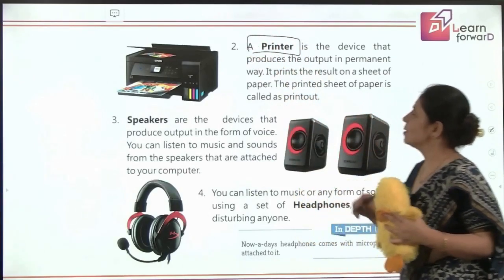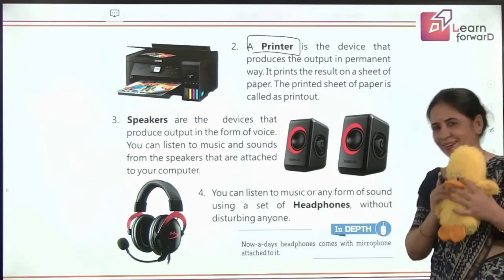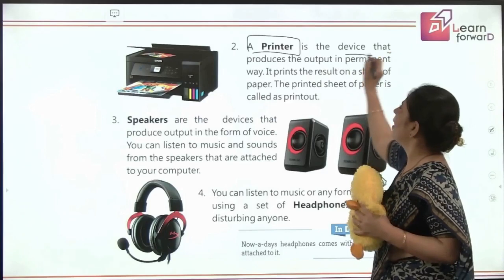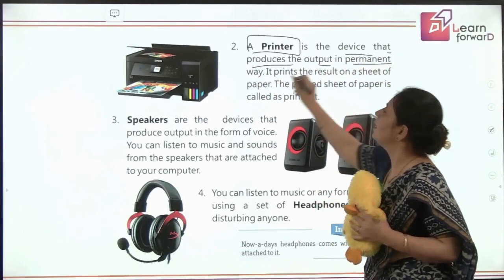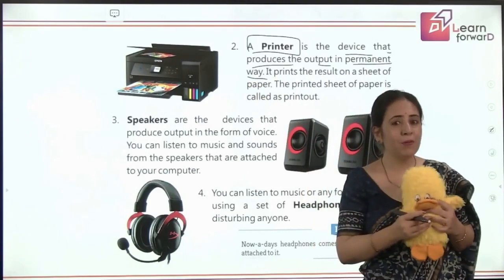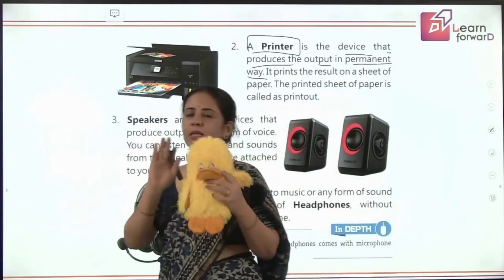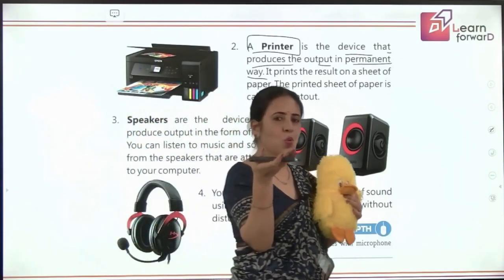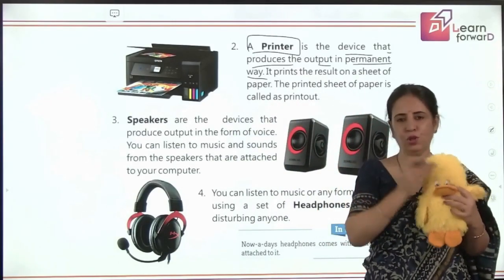So moving further, we come to another very common output device. What is this? Could you read it? Correct. He's saying printer. Right. So printer is a device that produces the output in a permanent way. What do you mean by permanent way? When you say permanent way, that means it is not going to clear off. So the output goes on the paper that could be stored for future use.